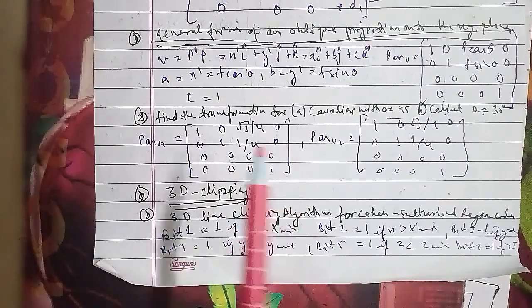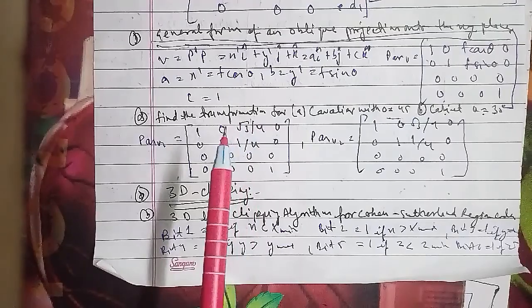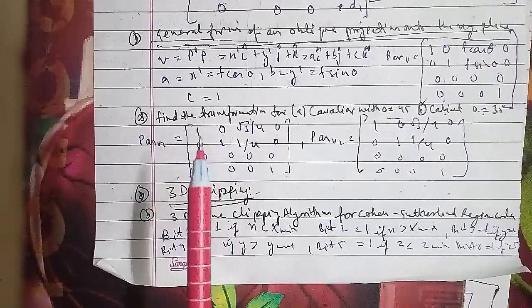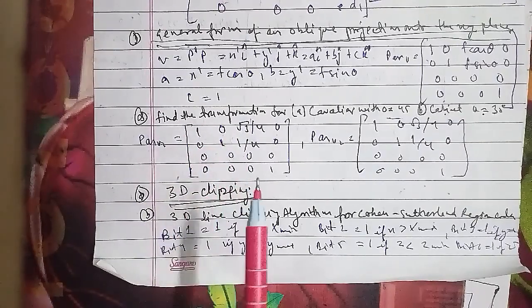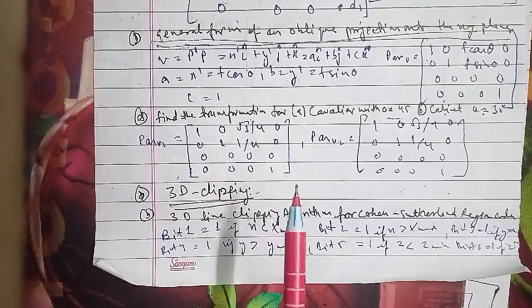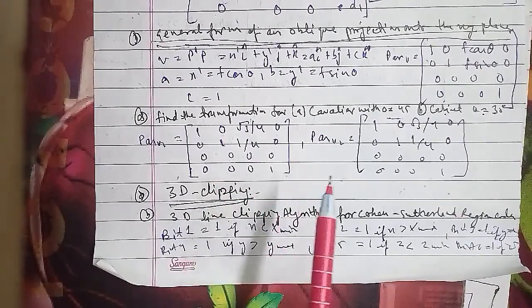Other than computer graphics, we are doing data warehouse and data mining, managerial economics, database management system, and reasoning, where we have completed verbal reasoning and started non-verbal reasoning. We have also completed principles of programming languages, and we will start with quantitative aptitude as well.